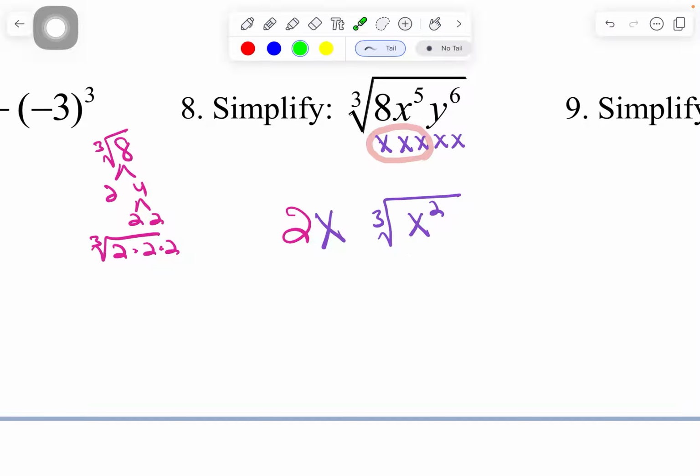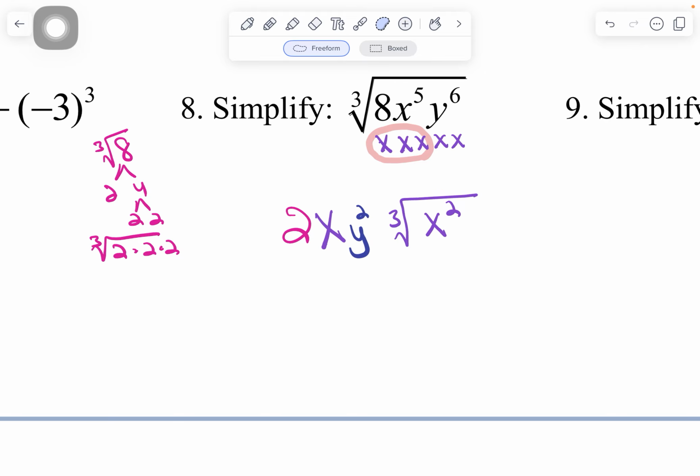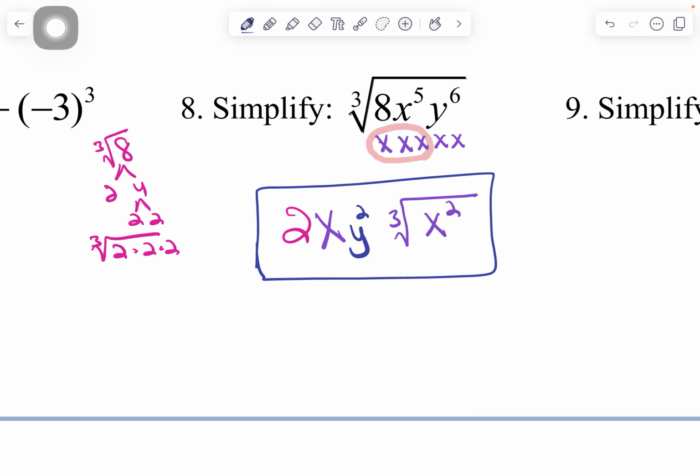The alternative to that is you can actually just ask yourself, take your index number and try and divide it into your power. Now, y to the 6 is going to divide very nicely. So 3 goes into 6 2 times. Nothing's left over. There's a little bit of extra space between where the y squared is and my cube root is. All right, but that is the final answer for number 8.